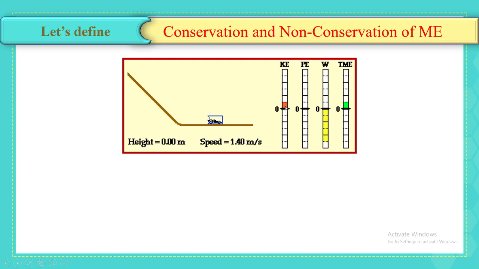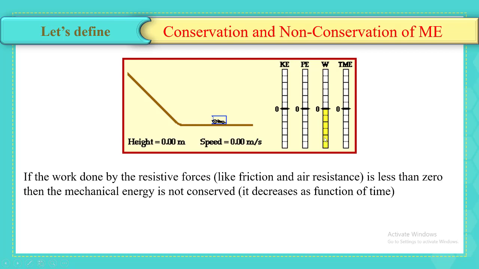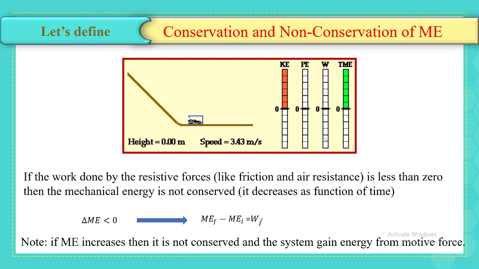To understand the cases where the mechanical energy is not conserved, let's discuss the second part of the animation, along the straight path. The kinetic energy decreases and the mechanical energy also decreases. The work done by the resistive forces is less than zero, as shown here. So, if the work done by the resistive forces is less than zero, then the mechanical energy is not conserved due to the presence of resistive forces, which indicates that the variation in the mechanical energy is less than zero, and this variation is equal to the work done by the resistive forces. Also, the mechanical energy may not be conserved due to a motive force.